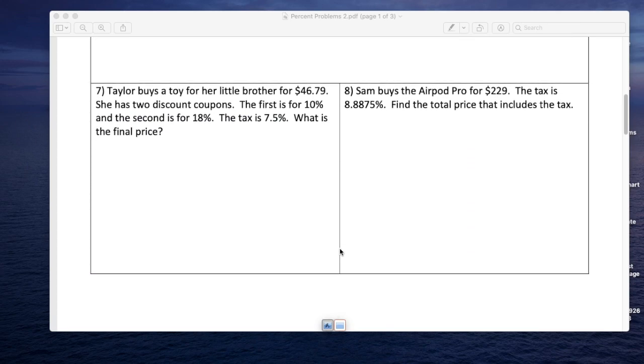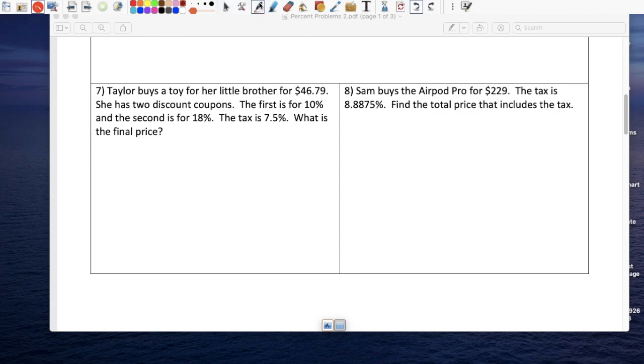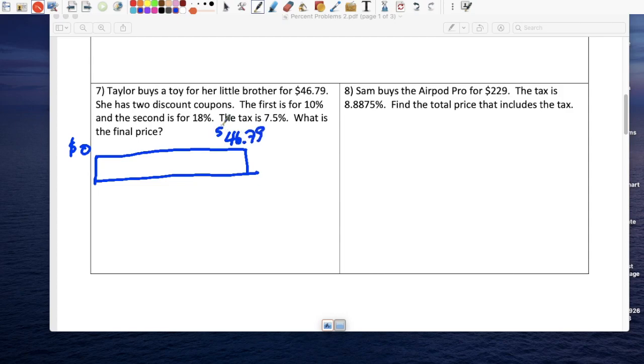Number 7, Taylor buys a toy. All right, let's do number 7 with a bar model, so we can understand what's going on. So here's my toy, $0, and it's currently $46.79. That represents 100% of what I'm going to pay.